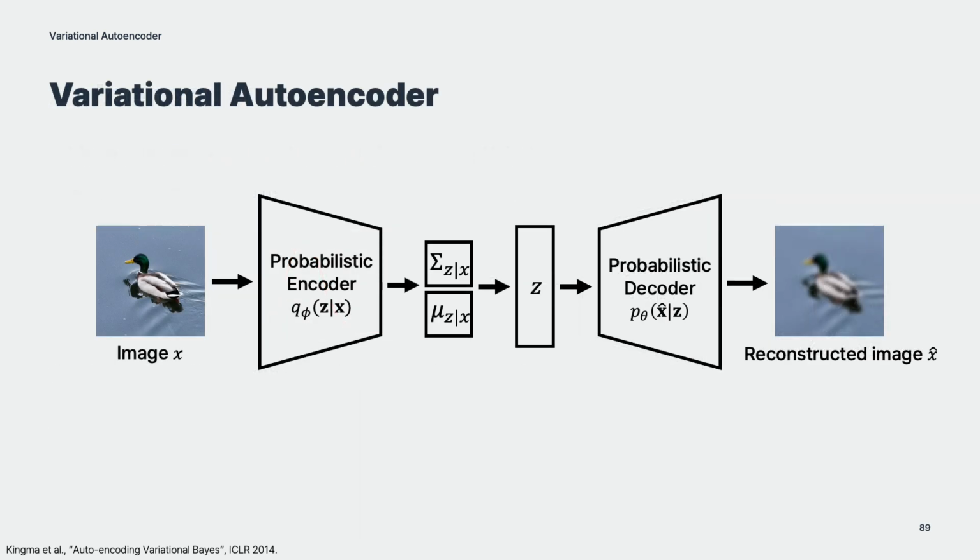So the overall architecture of VAE looks like this. Compared to a standard autoencoder, the encoder and decoder are now probabilistic models. It's because instead of producing a fixed z or x, we want to learn a distribution and then sample from it.